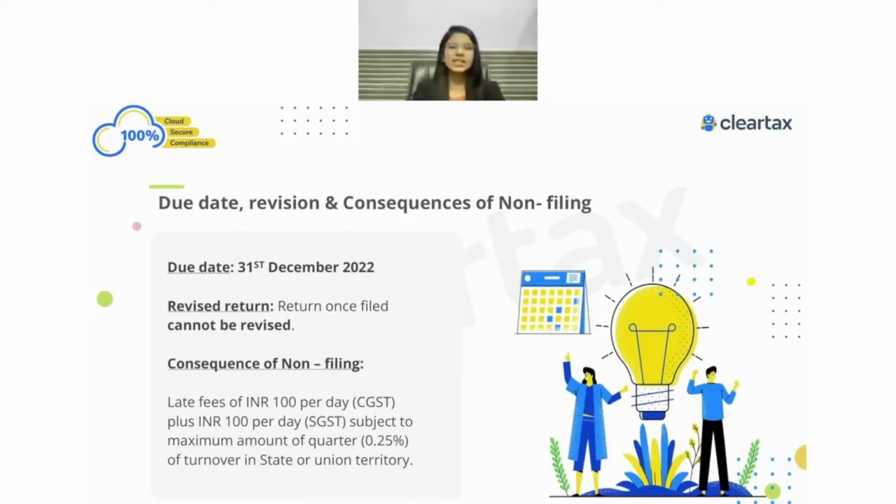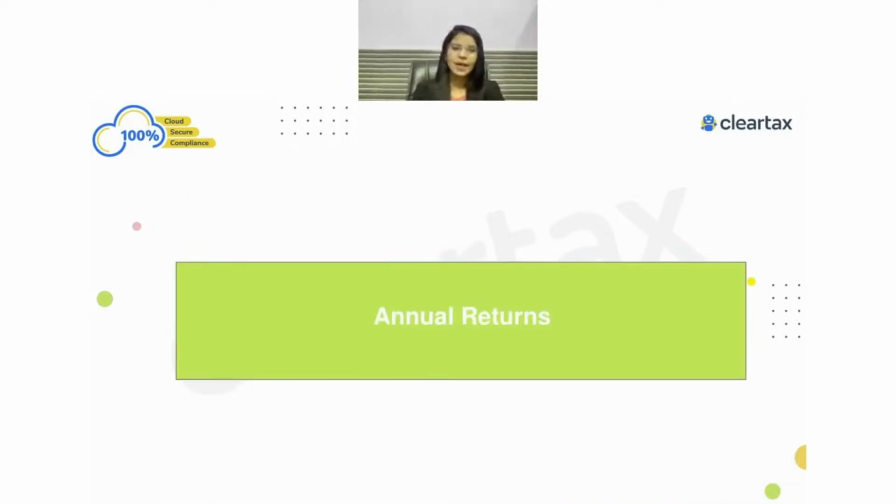We also know that the late fee is 200 rupees per day if you don't file by the due date, and you can't revise a GSTR-9 once it is filed. So it becomes very important that you file it very carefully, looking into every piece of information and cross-verifying it, and then only file your GSTR-9. This was all about the basics we already discussed in the last session.